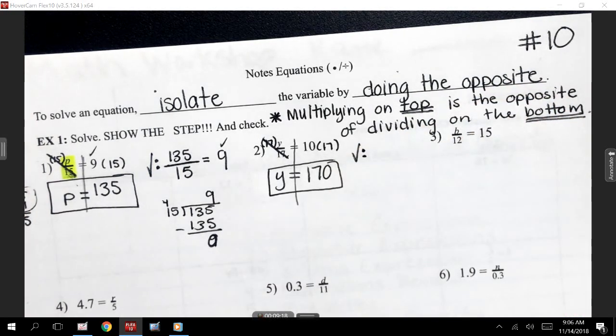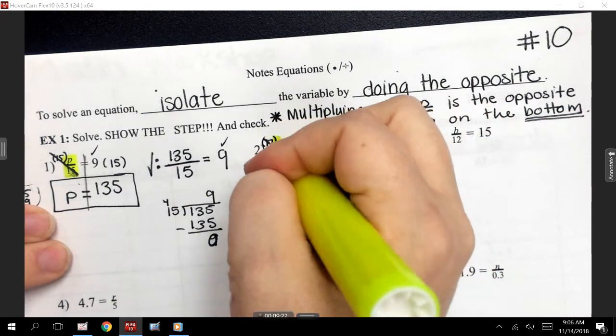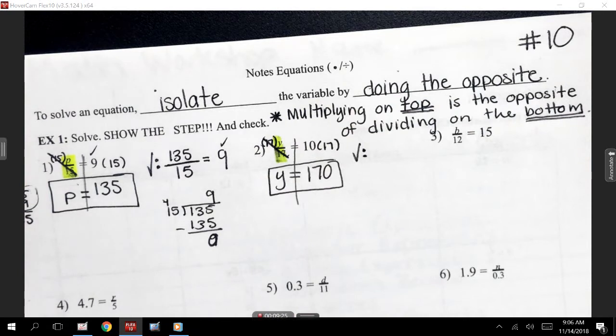All right. Checking it. Again, I'm going to look at that original problem. I'm so sorry. Try not to cough into the microphone.